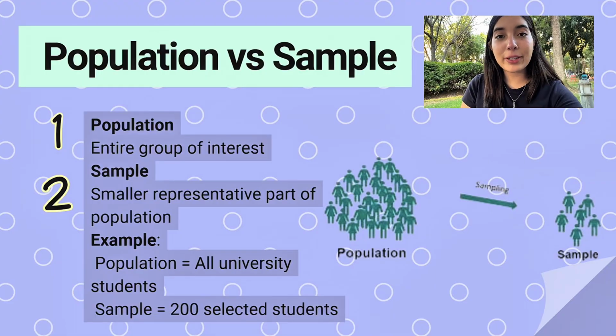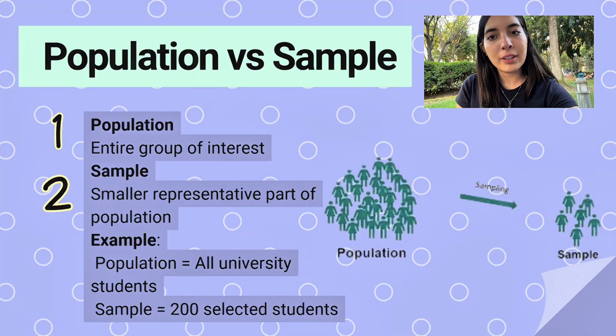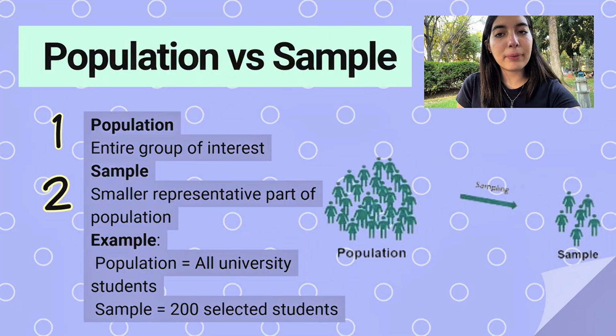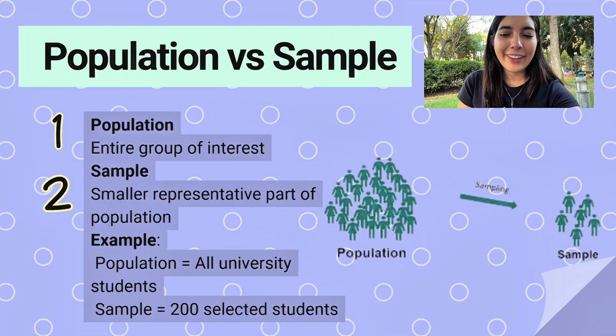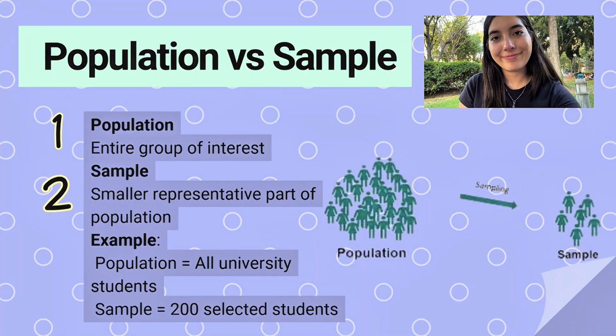Now, population versus sample. Population is the entire group of interest, and sample is the smaller representative part of the population. Example, the population is all university students, but the sample is only 200 selected students of that university.